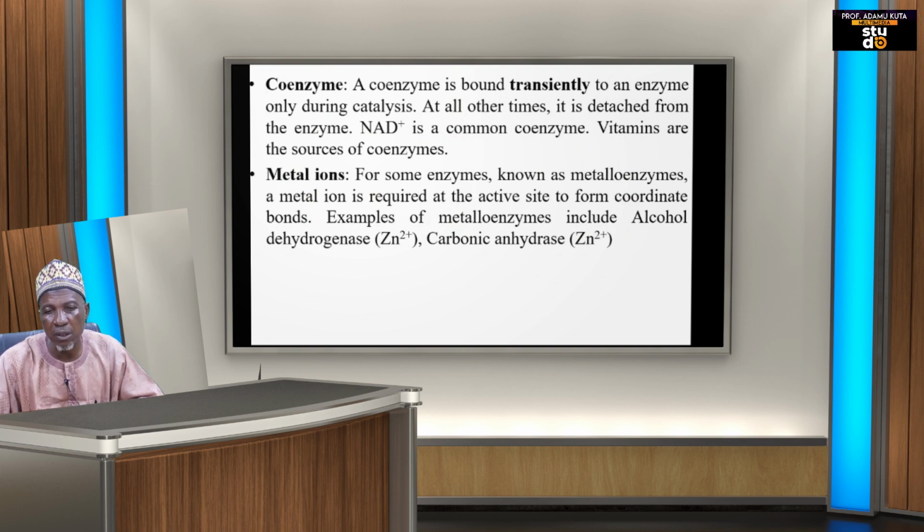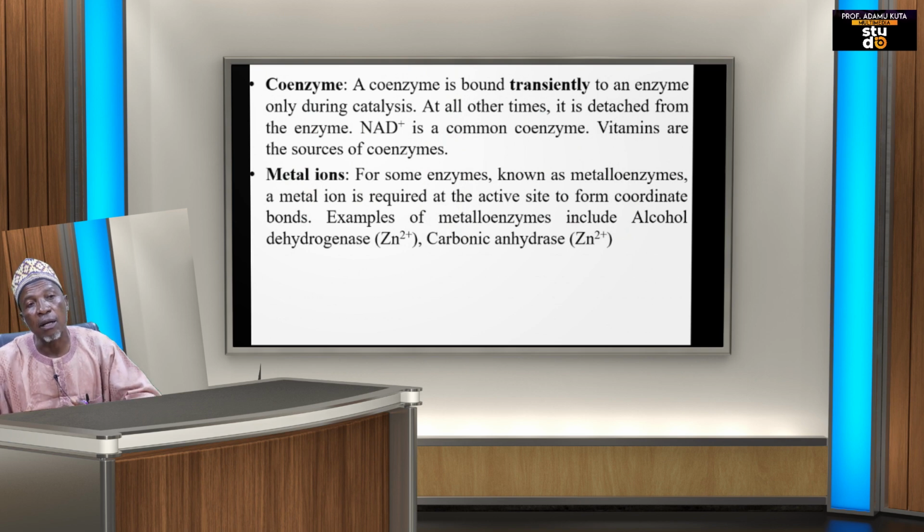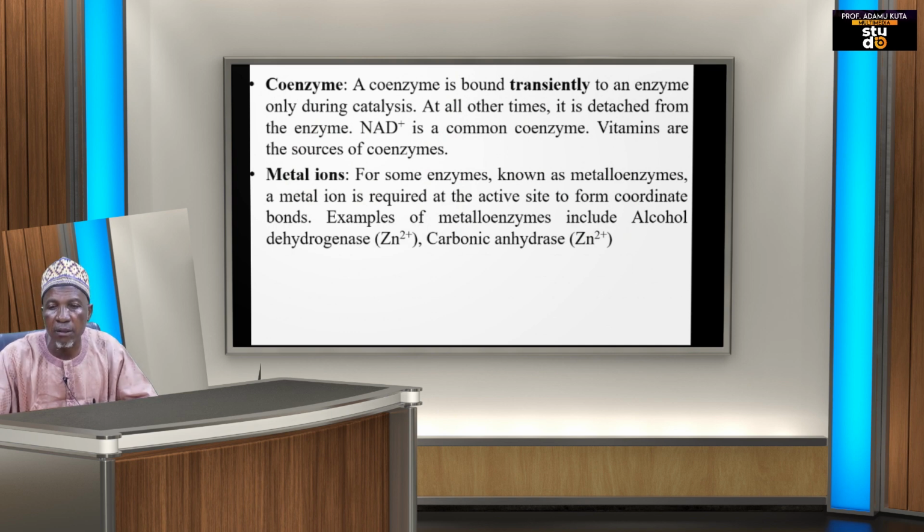Another example is carbonic anhydrase, which is an enzyme of the blood that also acts on carbonic acid, transforming it to water and carbon dioxide. It also requires zinc for it to be active.